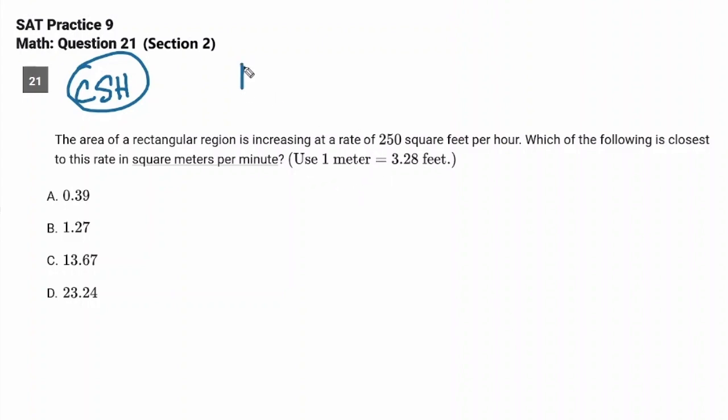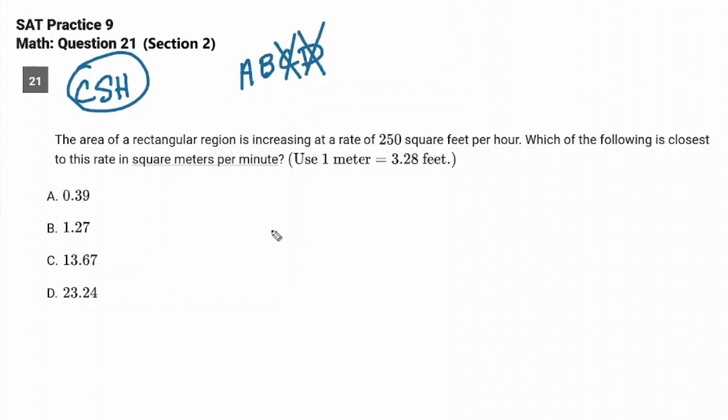All right, let's just say you don't have any idea what to do. You're one of those people. If that's the case, is there a strategy? And there is. And the strategy is go against your hunches. Average person here is going to say increasing at a rate of 250 square feet per hour. Well, that seems like a lot. So how many square meters per minute? Seems like it should be a lot. And they're going to gravitate to these bigger numbers. So if you have no idea what to do, go against your hunches and pick one of the smaller numbers.